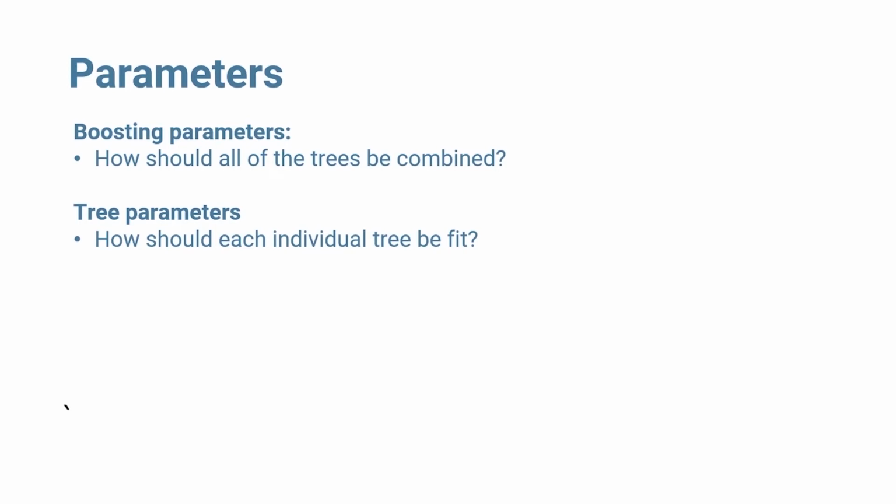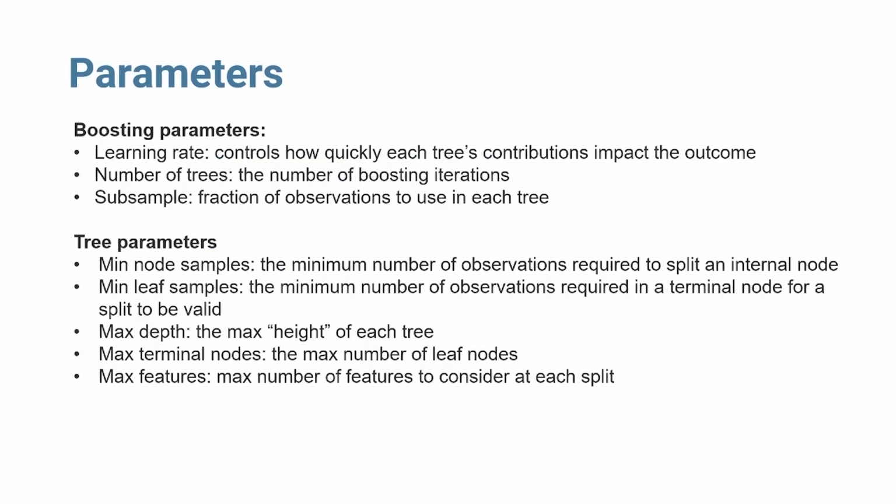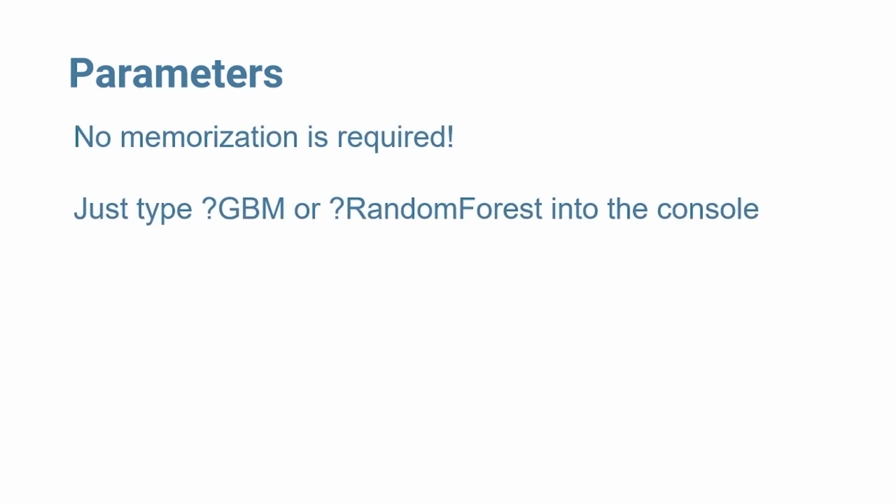The boosting parameters are things like the learning rate, which is how quickly each tree's contributions get combined together, the number of trees, and the fraction of observations that you use in each tree. And then the tree parameters are what you are already familiar with from working with single trees. Notice that you don't need to remember any of these because you can always look at the documentation in the RStudio environment by just typing in ?gbm or ?randomForest.